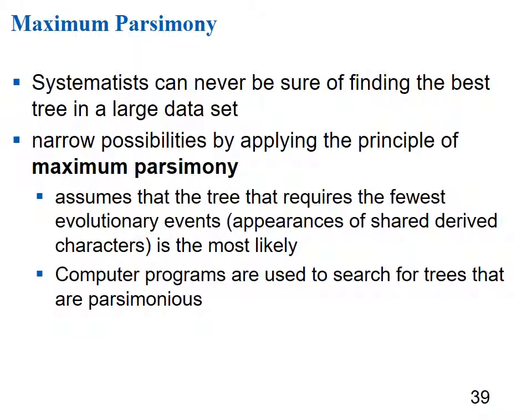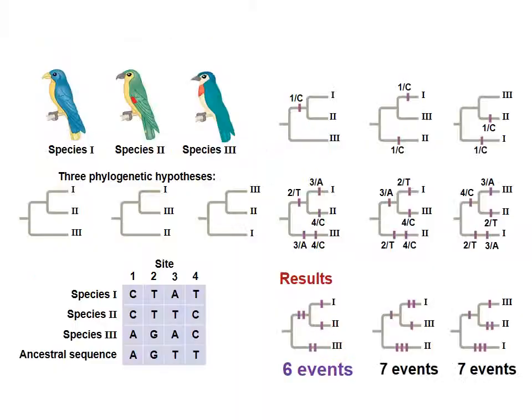So systematicists can never be sure that they found the best tree in a large data set. However, they can use Occam's razor and the principle of maximum parsimony. So they would say that the tree that requires the fewest evolutionary events is the most likely tree. And there's computer programs that we can use to search for the trees that are parsimonious, or have the least number of evolutionary events.